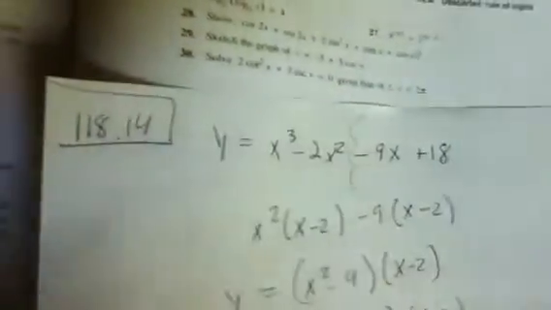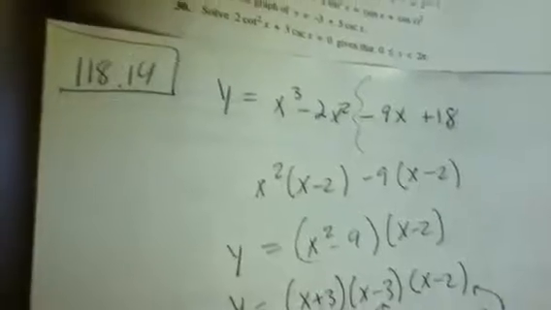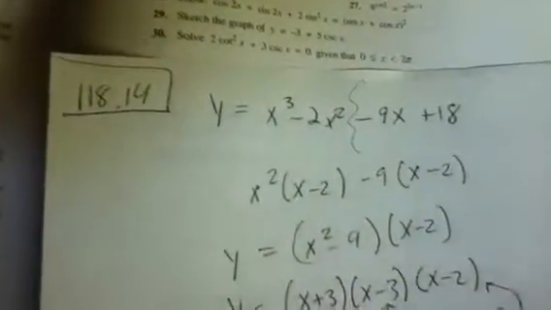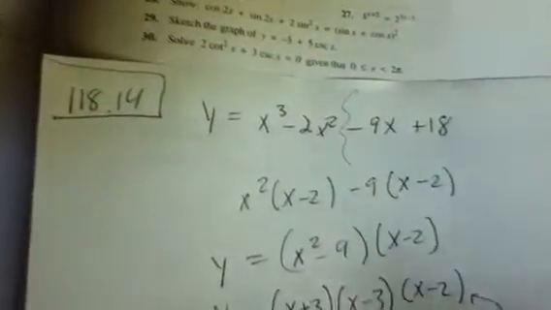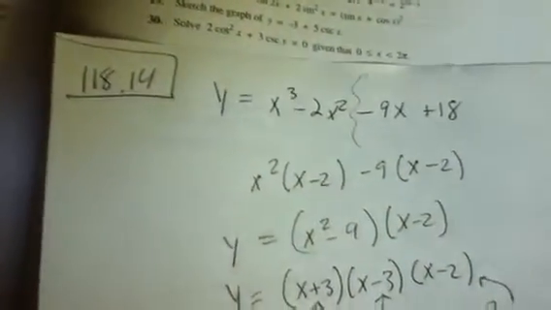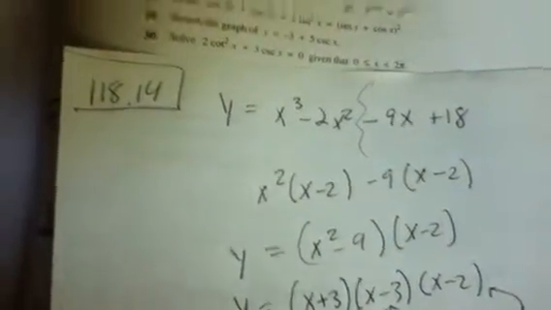If they wouldn't have told me that, I probably would have just done synthetic division on it and then got it into a quadratic. I would have tried 1, it wouldn't have worked. Would have tried -1, it wouldn't have worked. Then I would have tried 2, and it would have worked. And then I would have got the quadratic x squared minus 9.